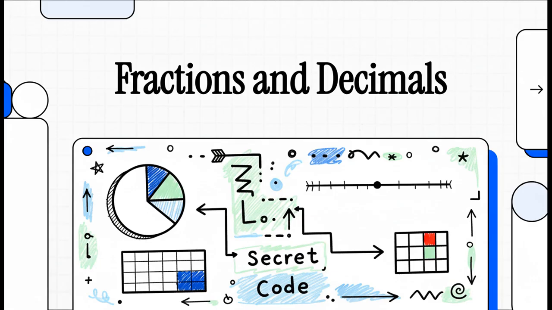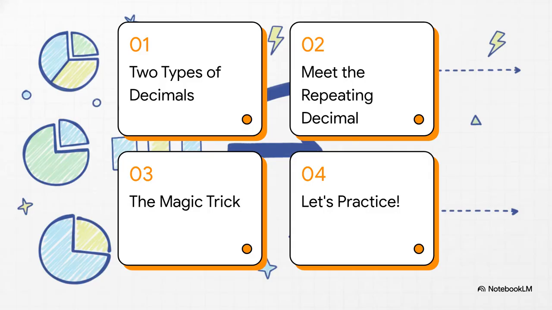So let's get started. So here's what we've got lined up. First, we'll find out that there are two main kinds of decimals. Then, we'll meet a really special one called a repeating decimal. After that, I'm going to show you my absolute favorite math magic trick. And to wrap it all up, we'll get to practice everything we learned. Sound good? All right, let's jump right in.